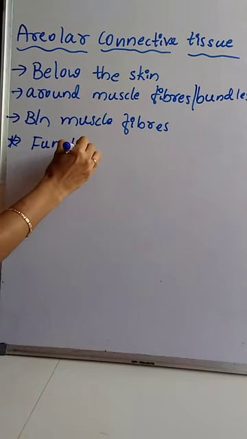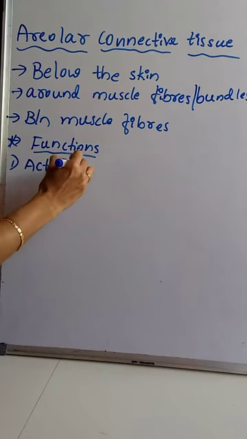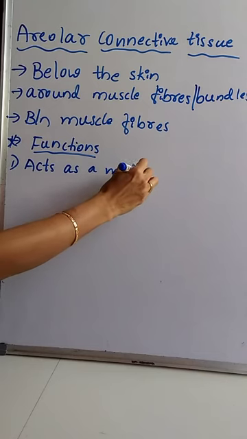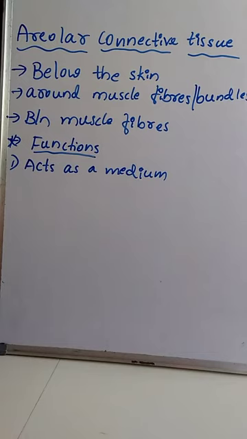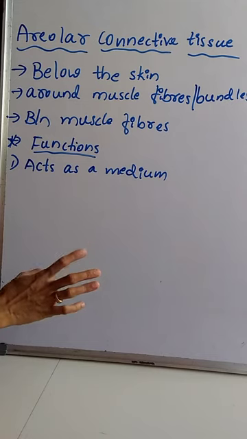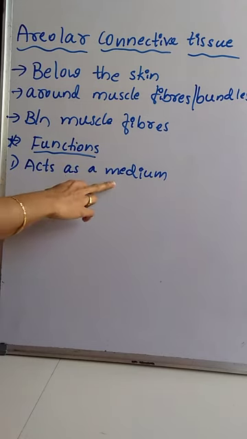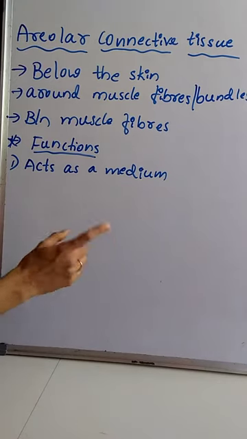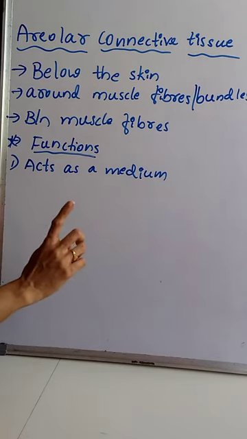Functions of areolar connective tissue. One is it acts as a medium. Areolar connective tissue acts as a medium through which exchange takes place between blood and tissue cells. Exchange of materials between blood and tissue cells takes place through areolar connective tissue only.